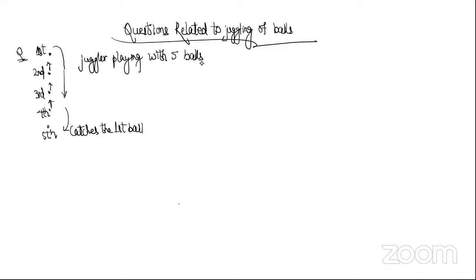Okay. So a juggler playing with 5 balls means, here the logic is, when he is throwing the last ball, he is catching the first ball. Now he is adjusting the speeds of each ball so that when he is to throw the last ball, the first ball comes to his hand. That's the logic. So he adjusts the speed of each ball and the time gap between each ball.